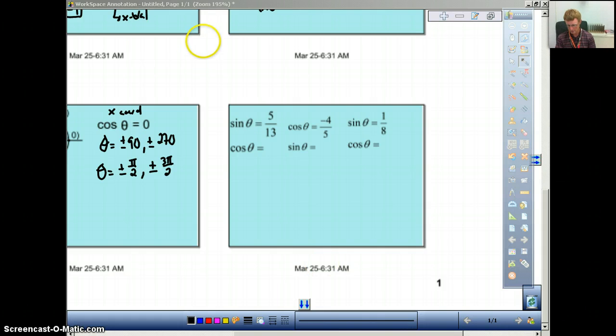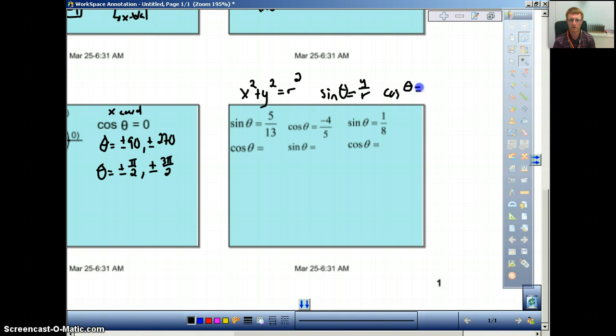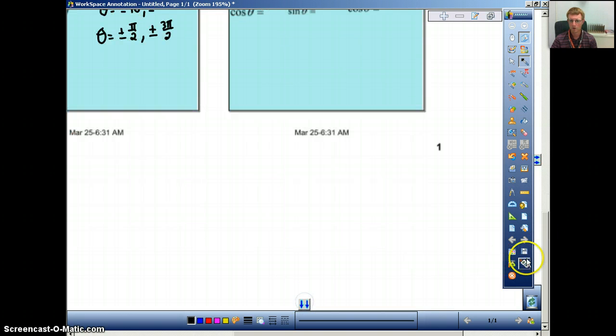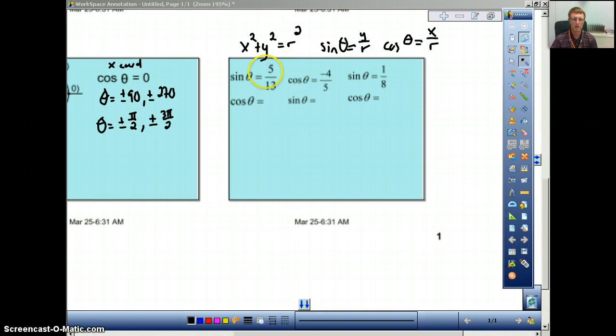Here's the last thing we're going to do today. So this is where we talked about understanding that x squared plus y squared is going to be equal to r squared. Because here's what happens. We have already defined that the sine of theta is equal to y over r, and the cosine of theta is equal to x over r. So if that's the case, what you're looking at here is, if sine of theta equals 5 over 13, what that means is that 5 is going to be equal to y and 13 is going to be equal to r.